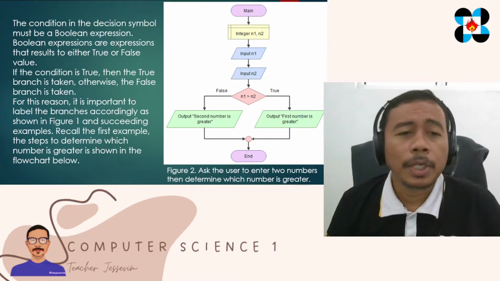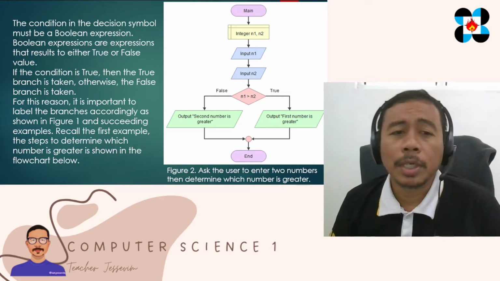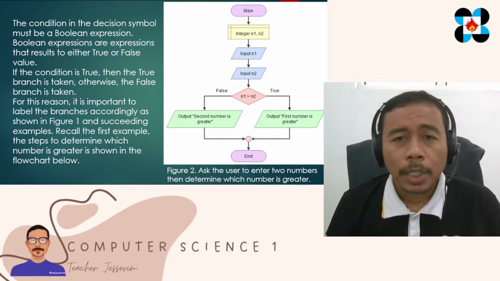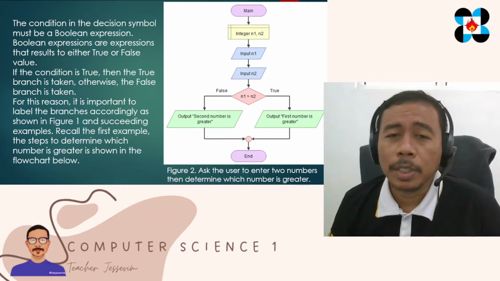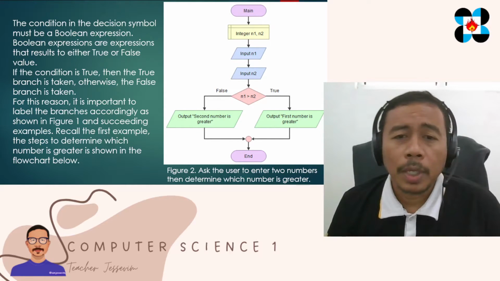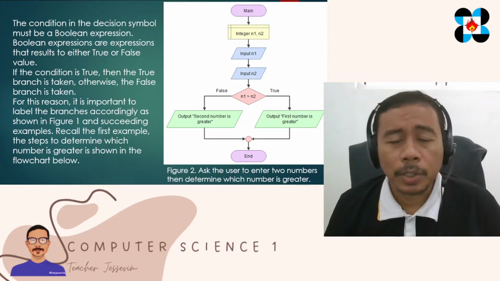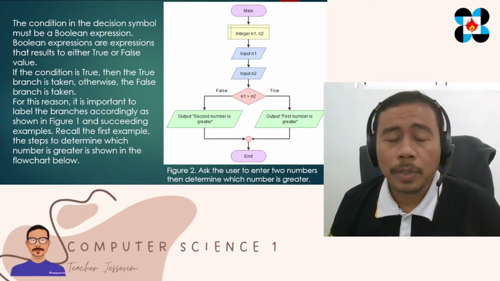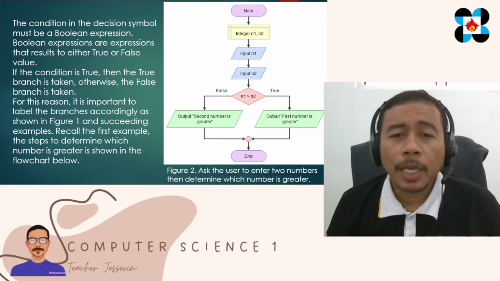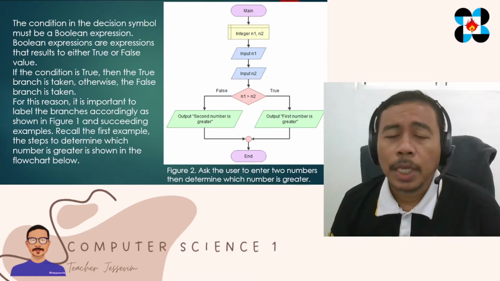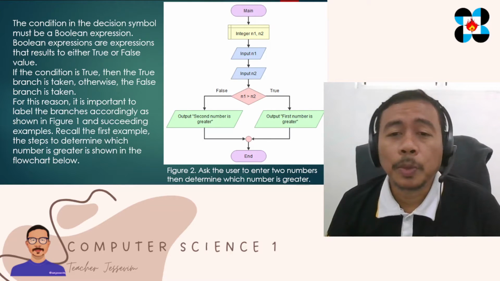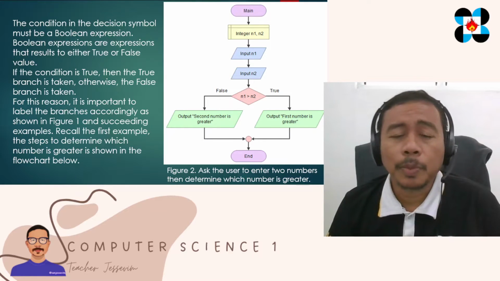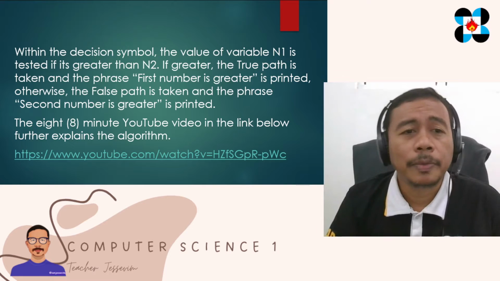The steps to determine which number is greater are shown in this flowchart. So we have declared numbers n1 and n2 as integer. Then we have input n1, input n2, and then we have the decision here. So the decision or the condition here is if n1 is greater than n2. If the result of the condition is true, then output the first number is greater. Or if it is false, output the second number is greater.